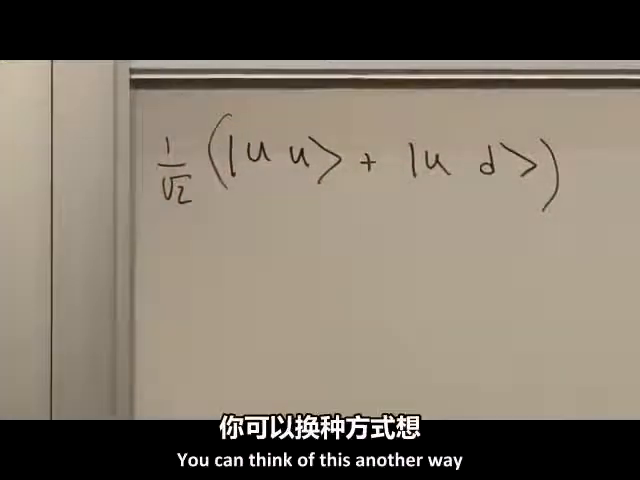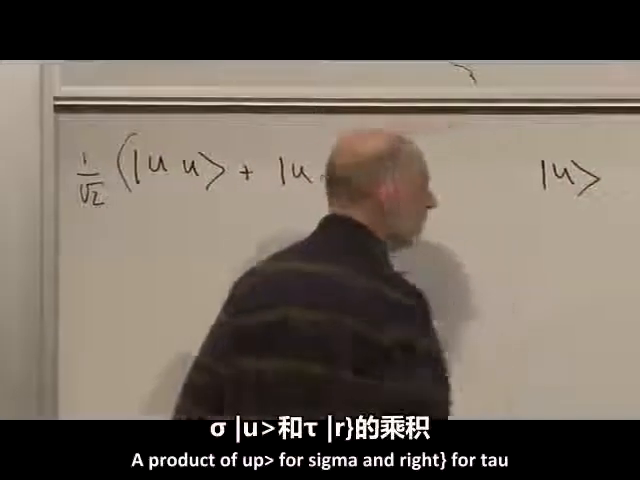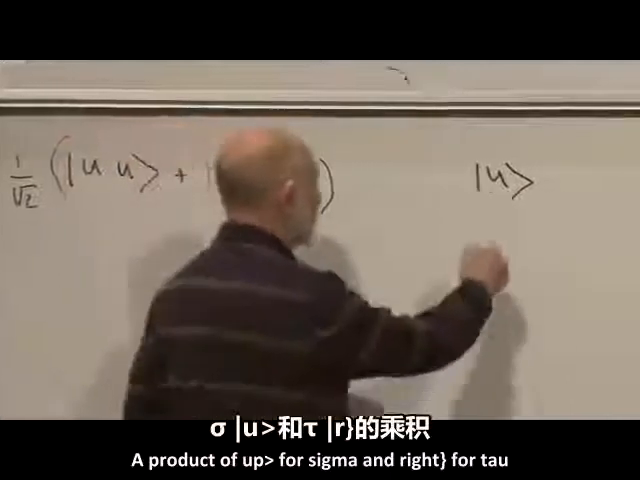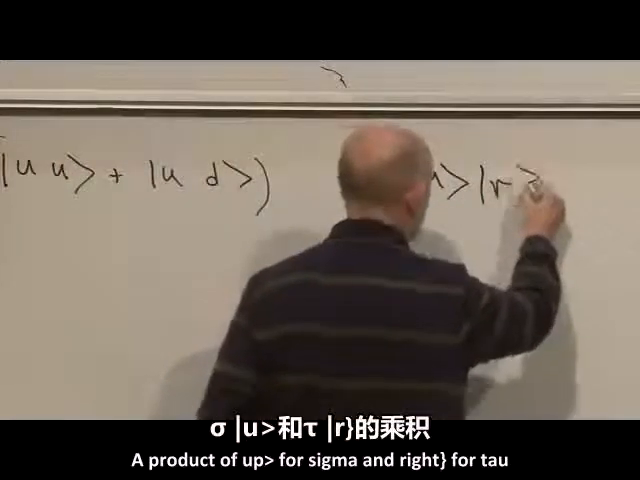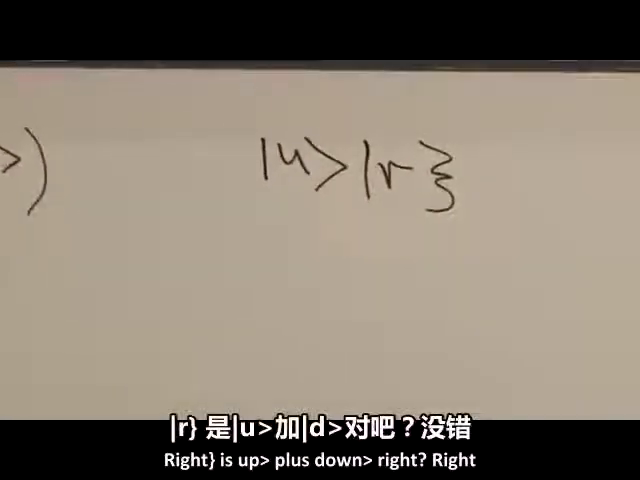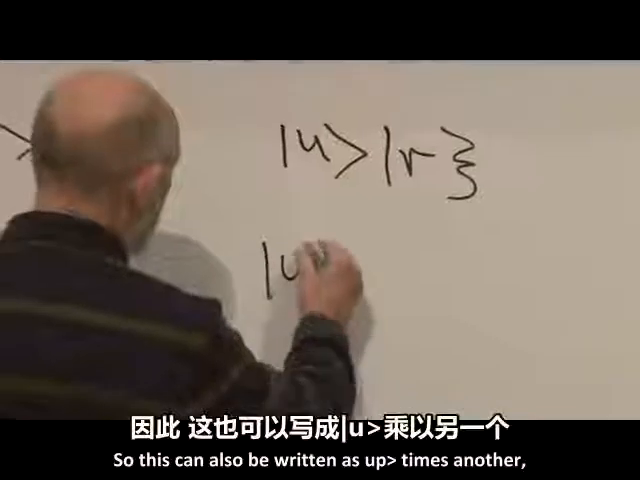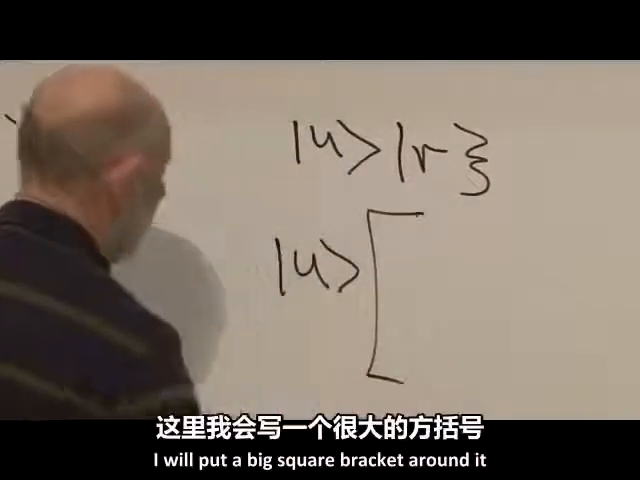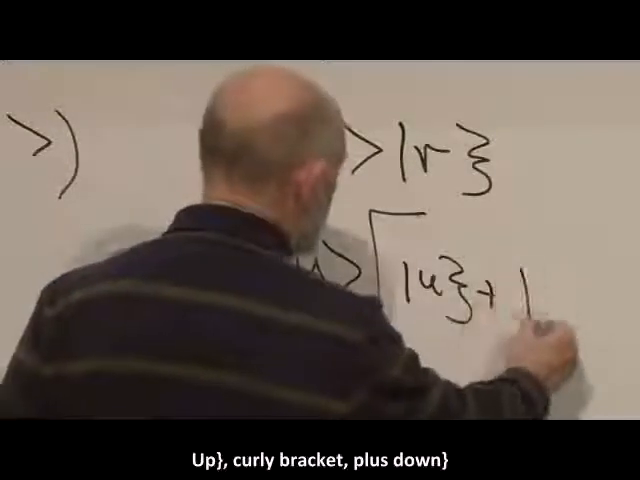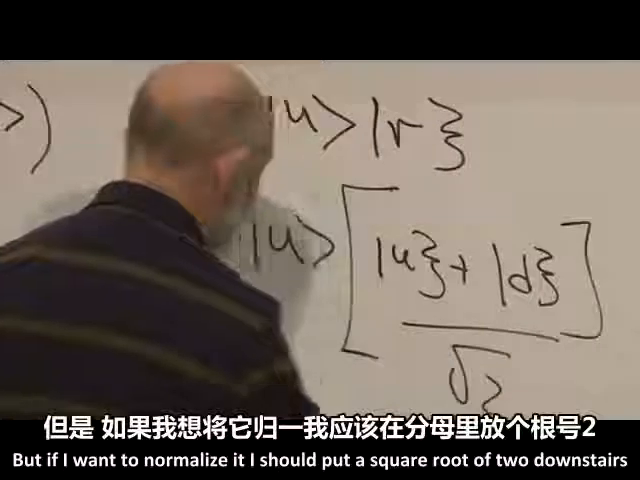You can think of this another way. You can think of it as a product of up for sigma and right for tau. Now, what is right? Right is up plus down. So this can also be written as up times, and I'm going to put a big square bracket around it, up plus down. But if I want to normalize it, I should put a square root of 2 downstairs.